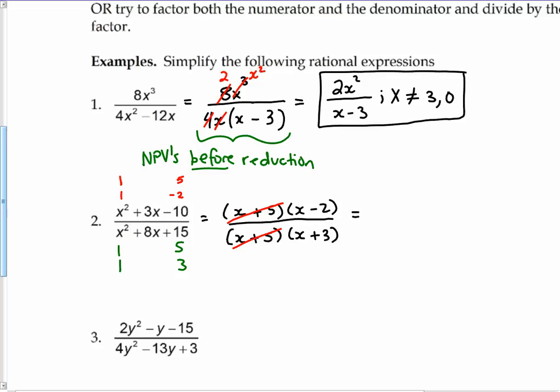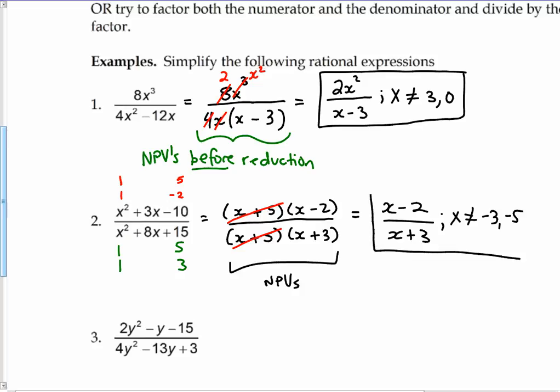So now we state our answer. Our answer would be x minus 2 divided by x plus 3. And then my NPVs, x can't be equal to negative 3 and negative 5. Remember, we look before cancellation for NPVs. Right? Before cancellation, that's where we do our NPVs, because they have to be the same NPVs that were for this guy.